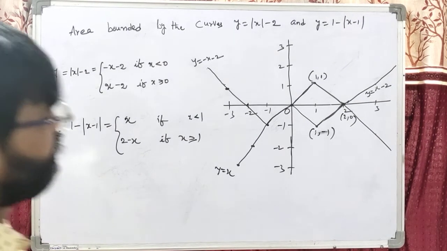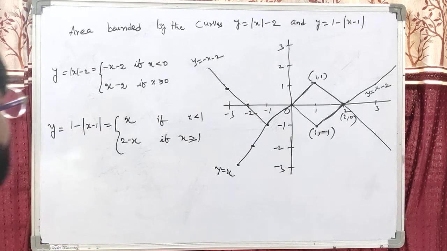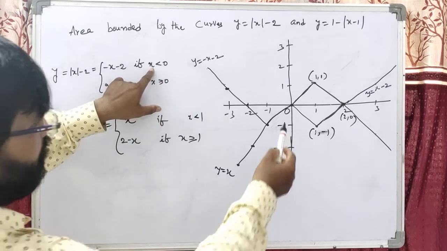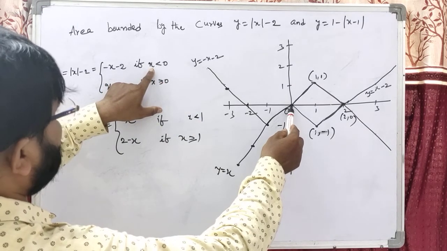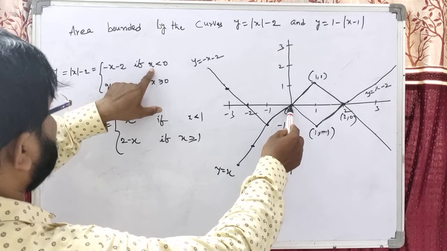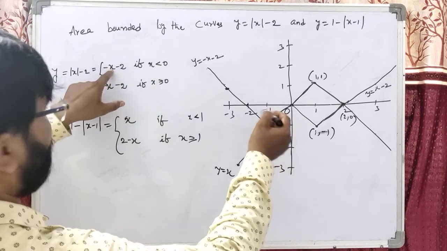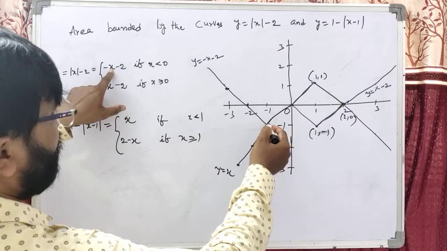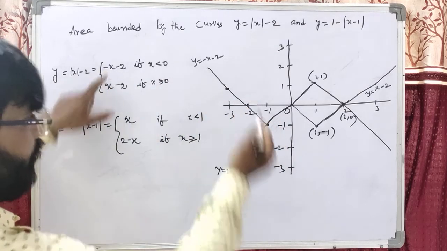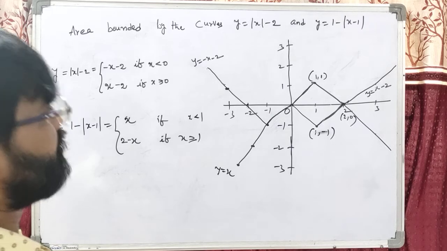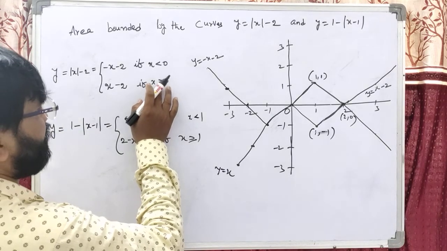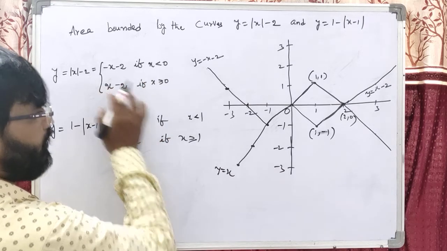Dear students, we have a small mistake in the first graph. Just observe x less than 0. When we take x less than 0, that means when we take -1, this is -1. When we take -2, undoubtedly this is +2. So what is the mistake? When we take x greater than or equal to 0, there is a mistake. When we take 0, this is -2.